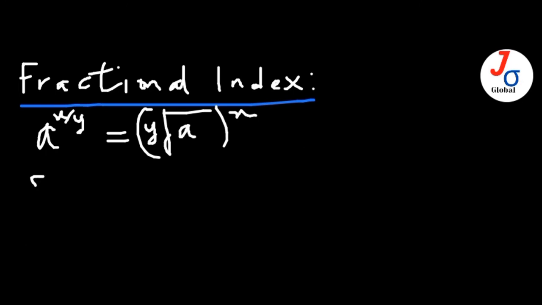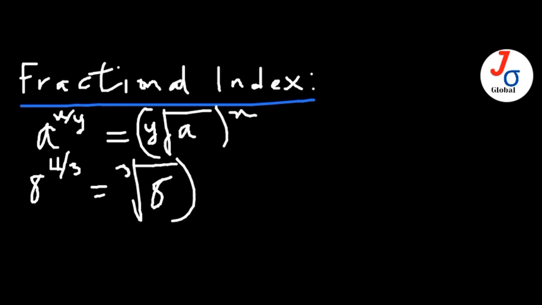Then let's take another example. 8 raised to the power of 4 over 3. So the denominator of this fraction is 3. So that will be the root, the third root of this 8. Then all raised to the power of the numerator of the fraction, that's 4. And that becomes the third root of 8, which is 2, raised to the power of 4. And 2 raised to the power of 4 is 16.